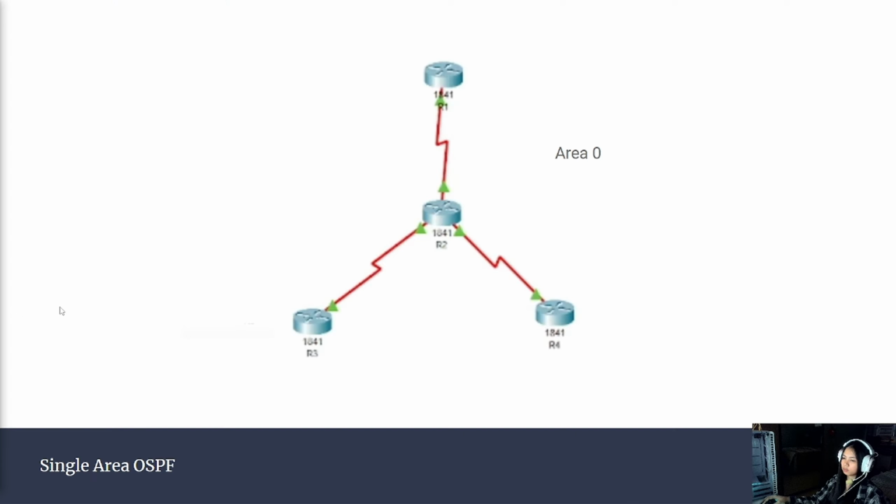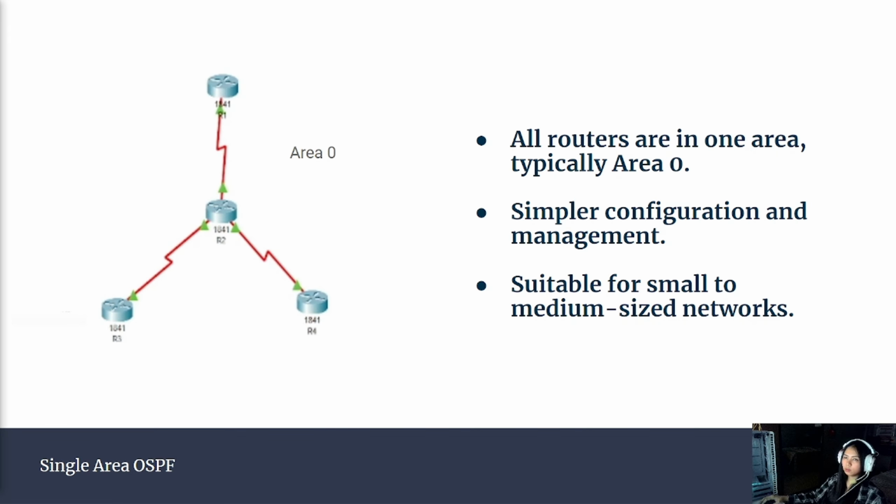Here's an example of single area OSPF. Single area OSPF is the simplest form of OSPF, where all routers are in one area, typically area 0. This configuration is easier to manage and configure, making it ideal for small to medium-sized networks. All routers share the same link state database, simplifying the routing process.